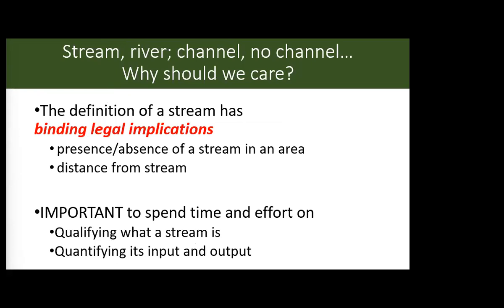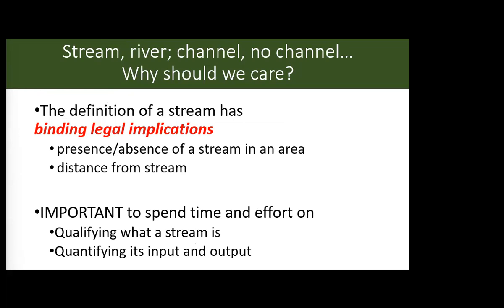So as I said, the definition of a stream isn't just a scientific term, it's a legal term, and it's a binding legal term. So if there's a stream or body of water in the area that we think is a stream, that stream, I don't want to say has rights, because obviously it's not a human thing, but it has legal protections that need to be put in place, because streams are where we get all of our water.